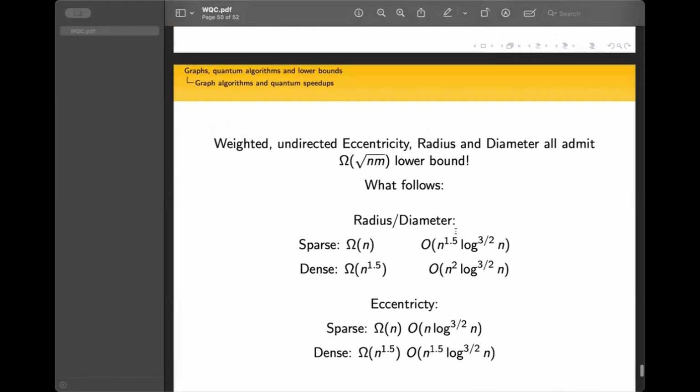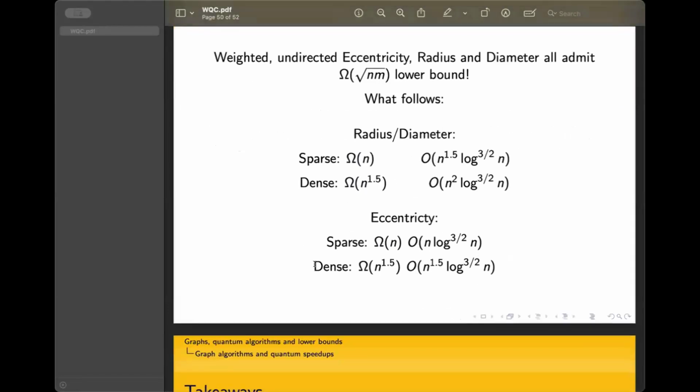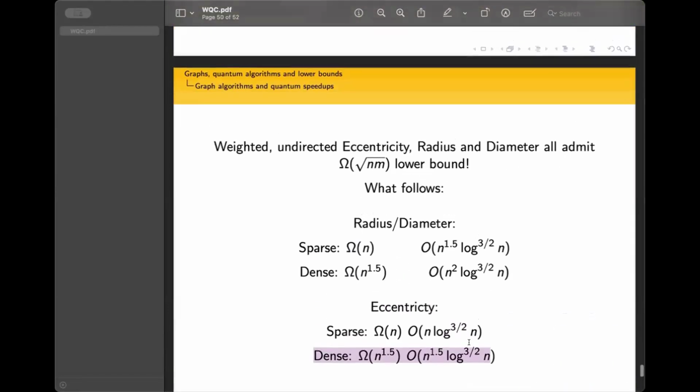So in particular, this allows us to almost close the gap up to this log factor, which is very often just discarded. Technically we haven't closed the gap, but we came very close. But it essentially means that probably the SSSP algorithm is optimal for eccentricity finding.